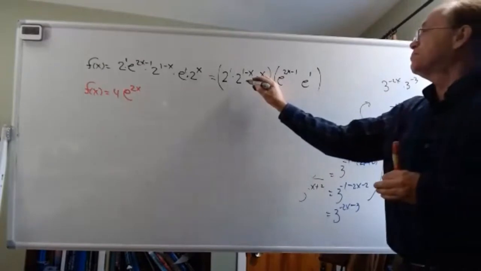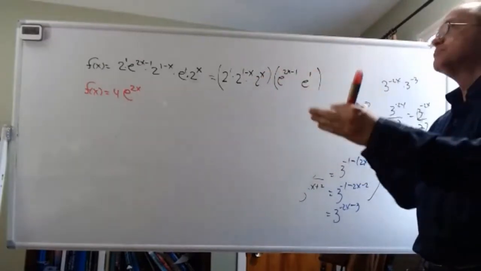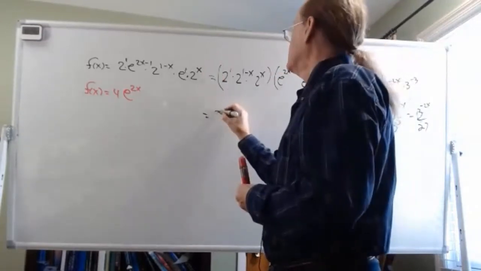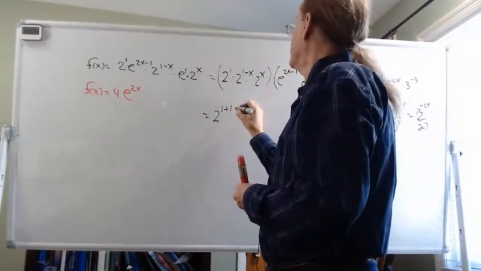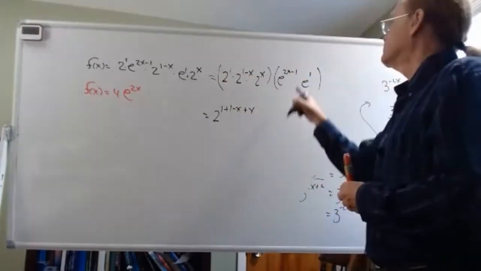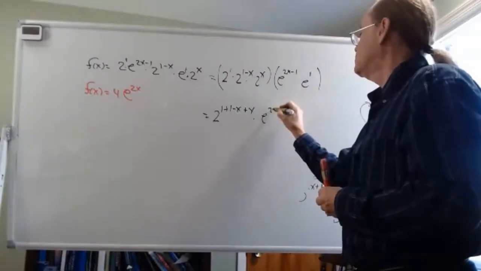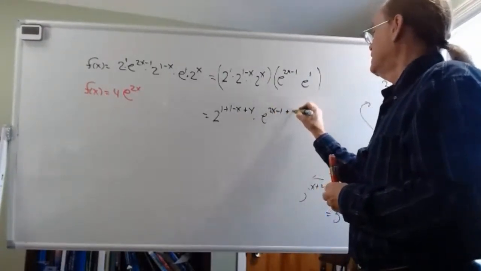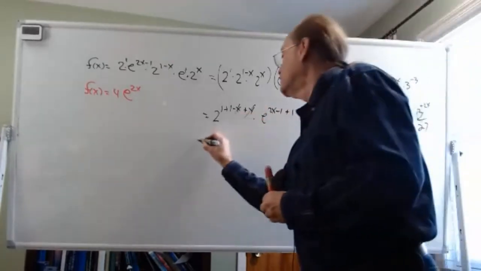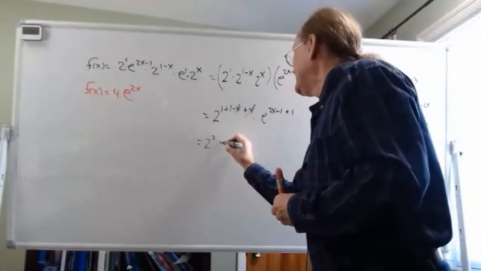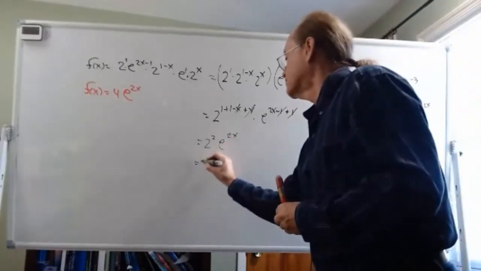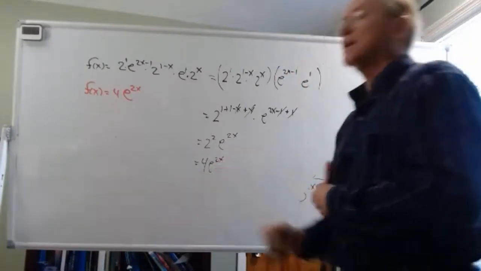Okay, so I'm multiplying here, so what do I do up top? I simply add everything up top. When you multiply, you add. So 2 to the 1 plus 1 minus x plus x. So I'm adding all those exponents. Same thing over here, times e to the 2x minus 1 plus 1. Well, notice what happens here. The x's go out, so I get 2 squared e. The 1 and the minus 1 goes out. E to the 2x, well, 2 squared is just 4, so it's 4 e to the 2x.